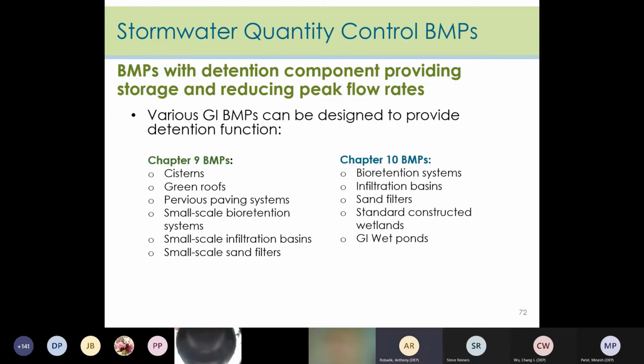So here's a list of various Chapter 9 and 10 BMPs that can provide detention. Note that these BMPs are considered GI, which are required to be used to meet the stormwater runoff quantity control standard. And note that Chapter 11 BMPs, which are not listed here, would only be eligible to meet the stormwater runoff quantity requirement if a waiver or variance from NJAC 7:8-5.3 was granted.